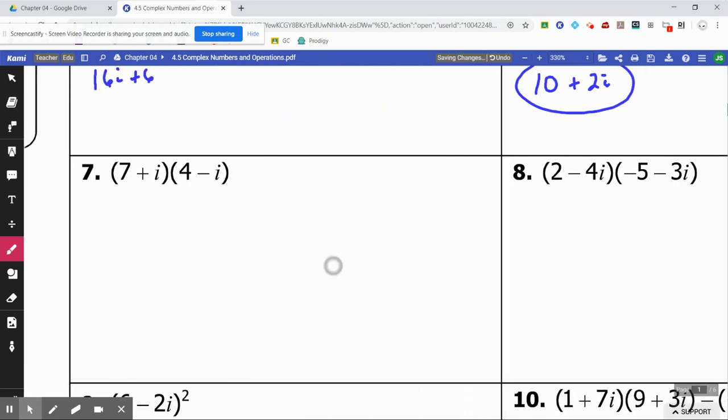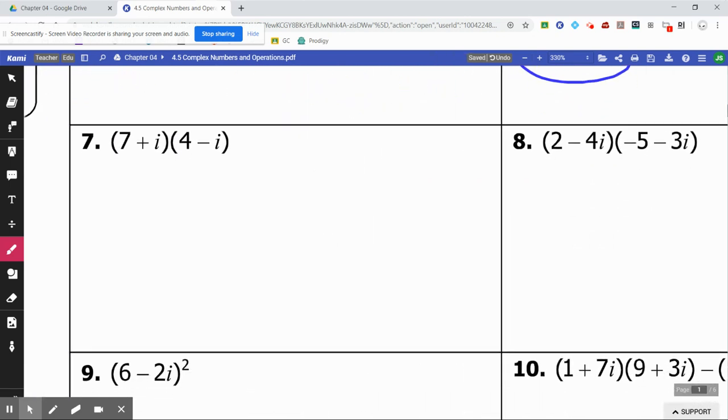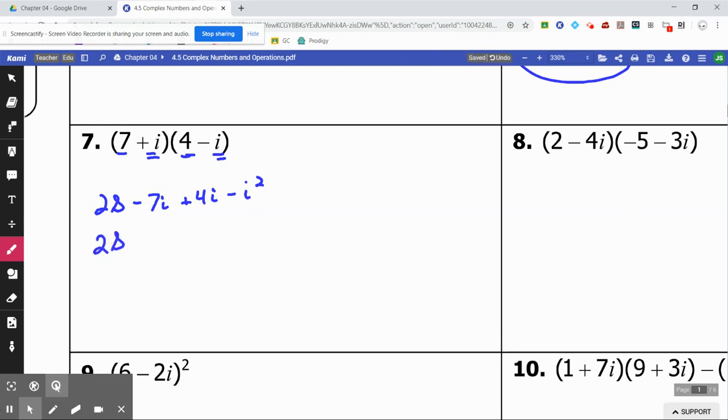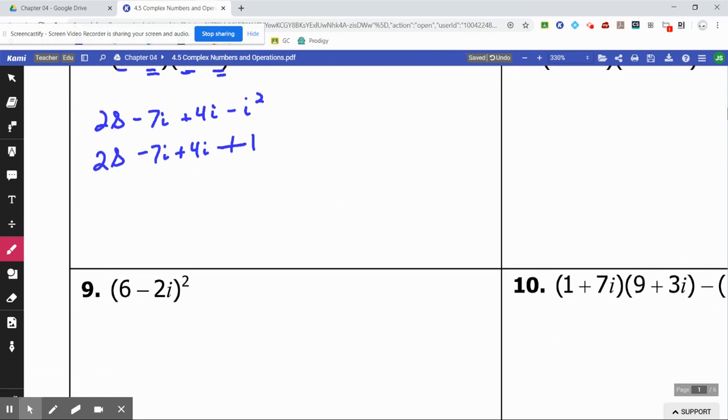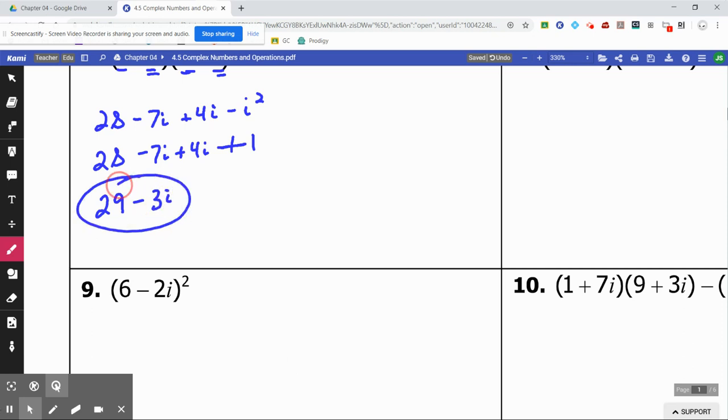Number 7, we're multiplying a complex number times a complex number. We do so by distributive or FOIL. 7 times both. 7 times 4 is 28. 7 times negative i is negative 7i. i times both. i times 4 gives you a positive 4i, and i times negative i is a negative i squared. Anytime you have an i squared, we replace it with negative 1, so you now have 28 minus 7i plus 4i minus negative 1, which is the same thing as plus 1. Combine your reals, 28 and 1 is 29. Combine your imaginaries, gives you negative 3i.